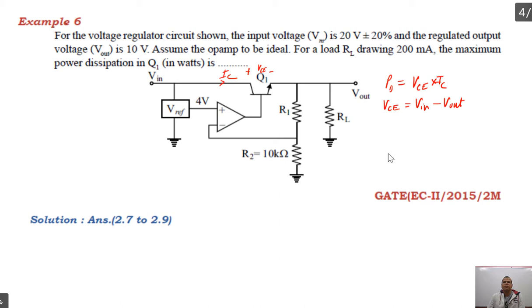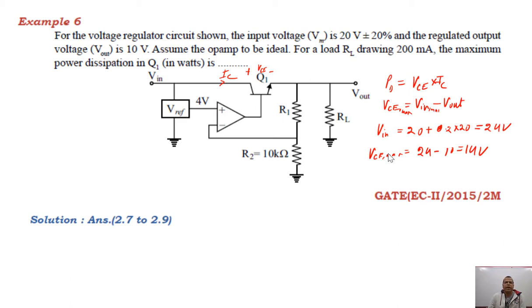Now for maximum power dissipation we need to take VCE max, so I need to take Vin max. Input voltage maximum will be 20 plus 20%, that is 0.2 into 20 volt, so that will be 24 volt. So VCE max will be input voltage of 24 volt minus output voltage of 10, so that is 14 volt.